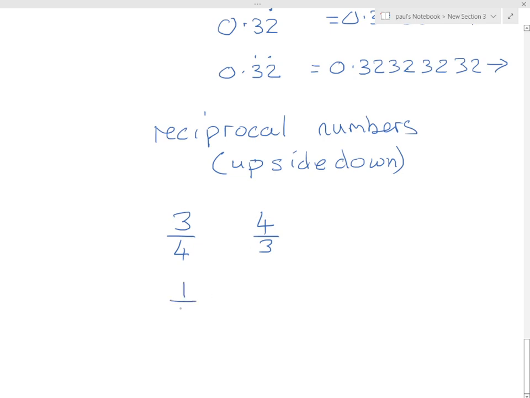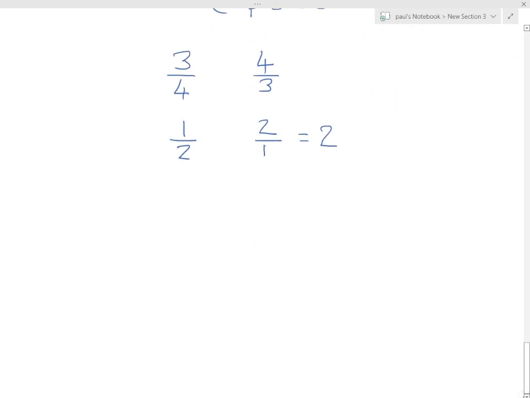If I take 1/2, the reciprocal of that will be 2/1. And because 2 divided by 1 is 2, I could put my answer to just 2. And the reciprocal of 44 will be equal to 1 over, well, it's not equal, but the reciprocal is 1/44.